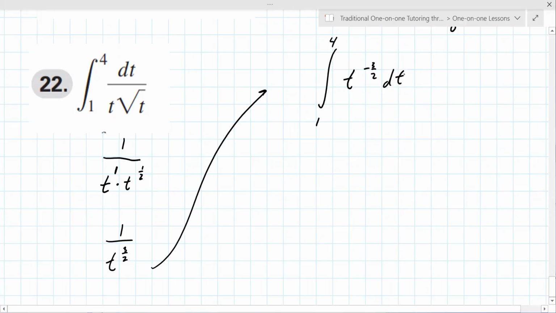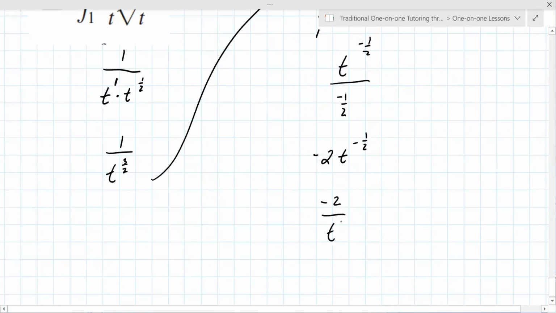Okay, so if that's okay, then when you use the power rule here, you add 1 to the exponent and you divide by the new exponent. So these match. Now, if you're really fast, you might even be able to flip this and make this negative 2t to the minus 1/2. But if you can do all that, maybe you even move it back down to the bottom, negative 2 over t to the 1/2. And maybe you even write it as negative 2 over the square root of t. And you evaluate that from 1 to 4.